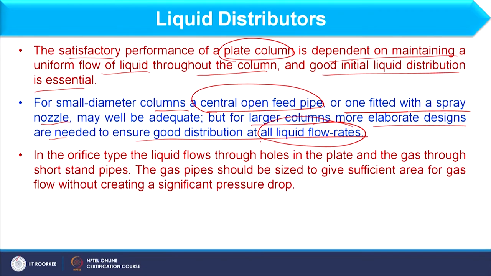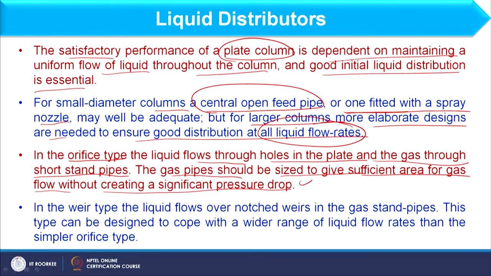So in this case we have two types of design. First is the orifice type. In this, liquid flows through the holes in the plate and gas through the short stand pipes, that we will see in the schematic also in the next slide. So the gas pipe should be sized to give sufficient area for gas flow without creating a significant pressure drop, okay?